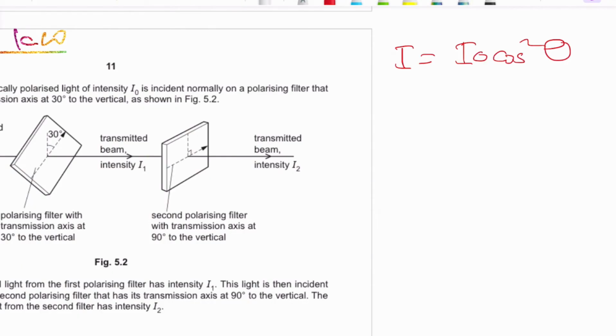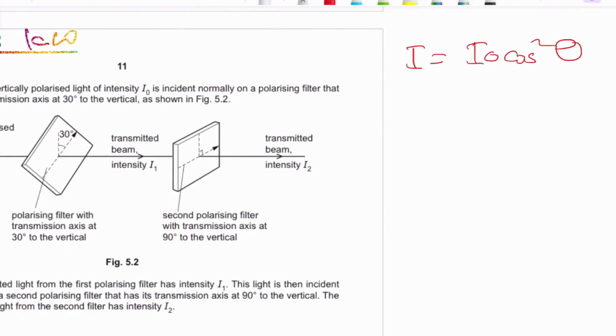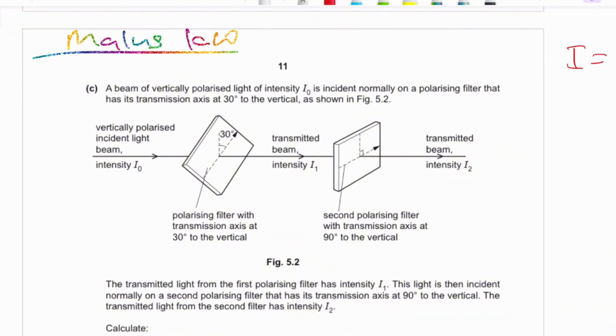What is your transmission axis? What is your angle theta? Basically, this is where things get confusing. But basically, angle theta is you're comparing two sides. You're comparing light that has passed through a polarizer and light before it passed through a polarizer. You're comparing what is the difference in the angles of that light, right?